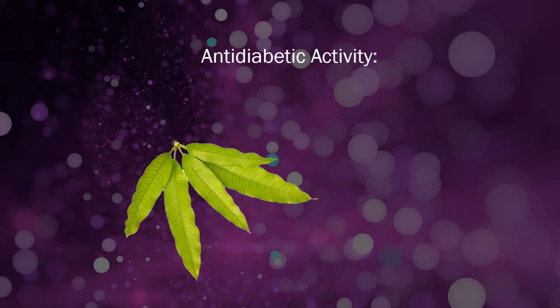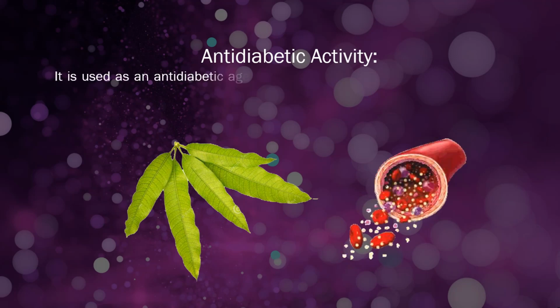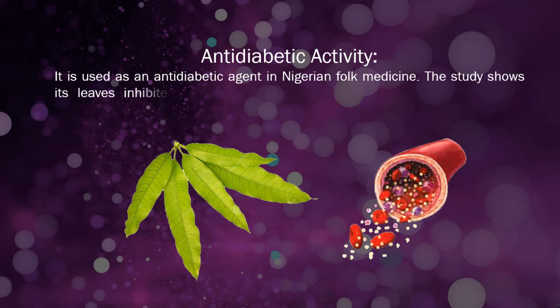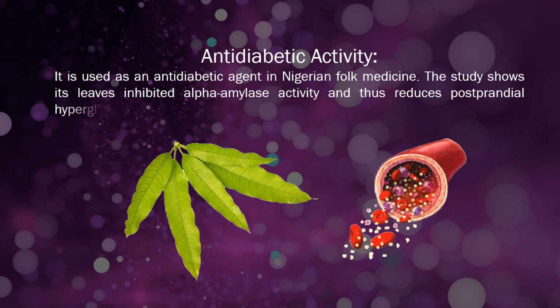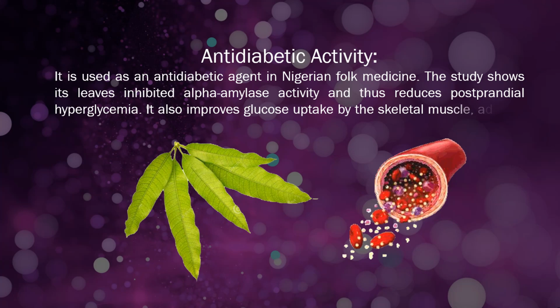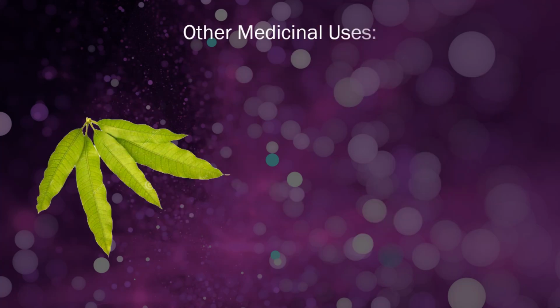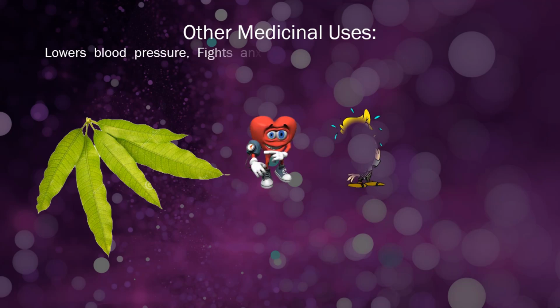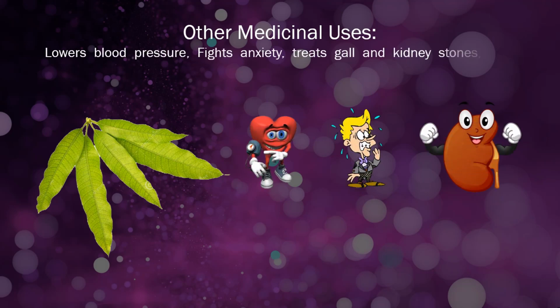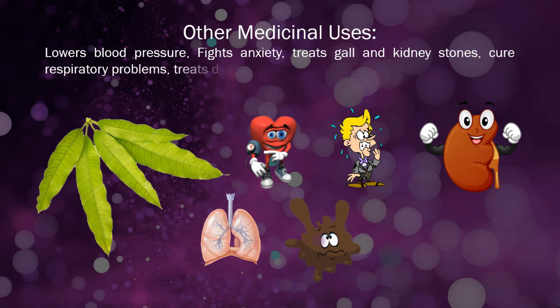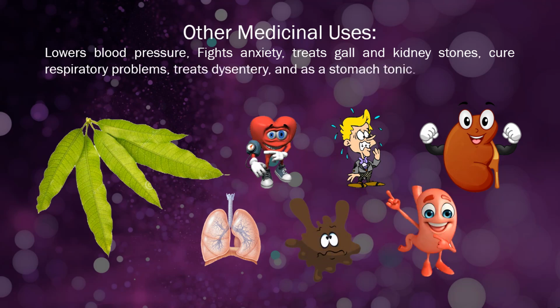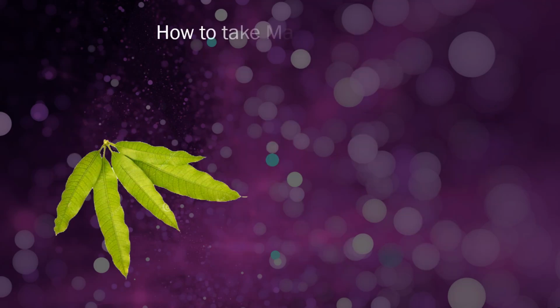Anti-diabetic activity. It is used as an anti-diabetic agent in Nigerian folk medicine. The study shows its leaves inhibit alpha amylase activity and thus reduce postprandial hyperglycemia. It also improves glucose uptake by the skeletal muscles, adipose tissues and liver. Other medicinal uses. Lowers blood pressure, fights anxiety, treats gall and kidney stones, cures respiratory problems, treats dysentery and acts as a stomach tonic.